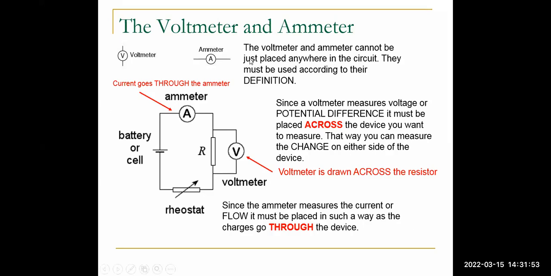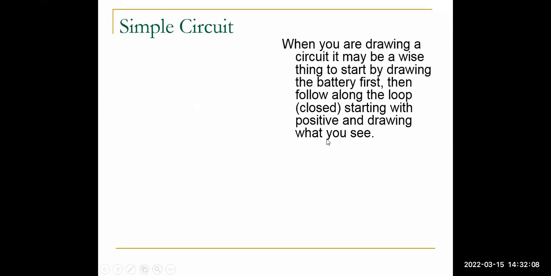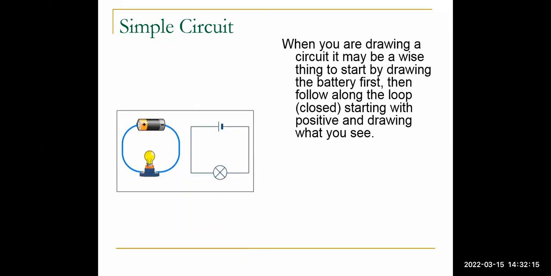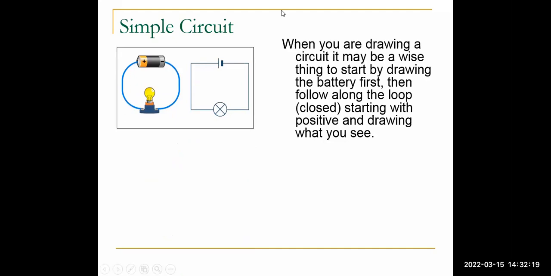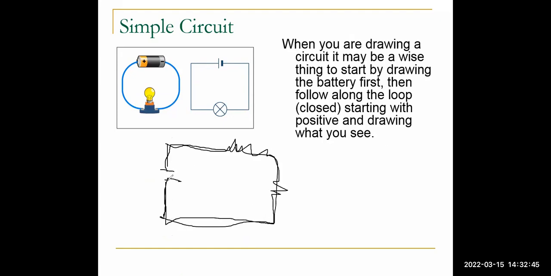So ayan yung mga voltmeter and ammeter natin. Then meron tayong tinatawag na simple circuit. When you draw a circuit, it may be a wise thing to start by drawing the battery first. Then follow the loop, starting with the positive and drawing what you see. Positive, negative yung battery, di ba? Tapos lalagay mo dito yung resistor mo, tapos tsaka mo ilalagay yung connection sa negative. So this is considered a simple circuit. Starting ka sa positive, tapos yung device mo, kung ilang resistor yan, then it will end sa negative.